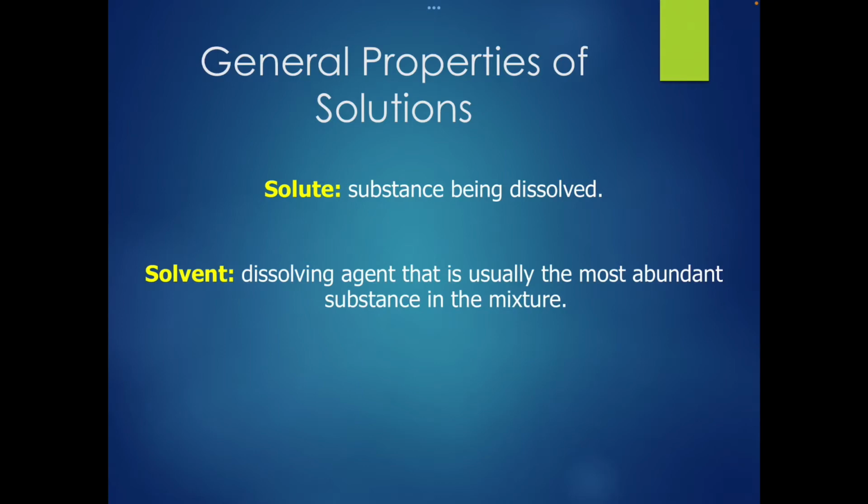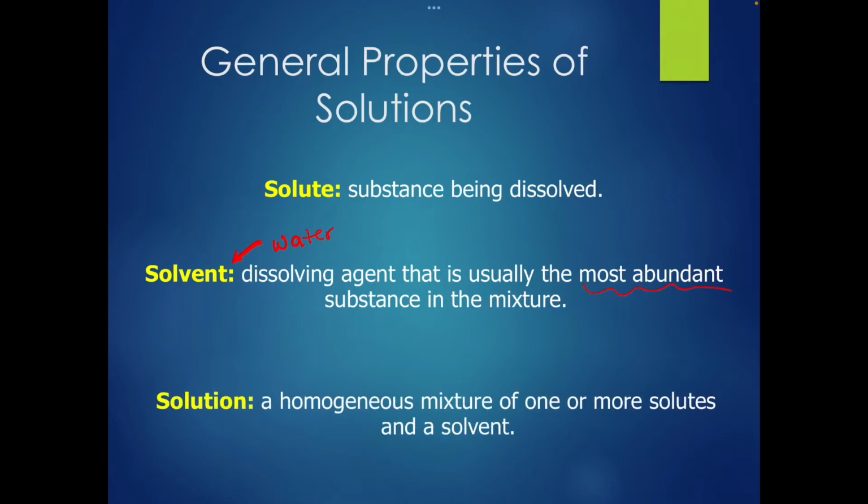And a lot of times our water is our solvent. So most of the time our solvent will be water. And then the substance being dissolved, if we were talking about salt water, then our solute would be the salt. Okay, so again, the solute is whatever's being dissolved, and the solvent is whatever is doing the dissolving. And usually that's the most abundant substance in the mixture. And then when those are together, we call it a solution. And a solution is a homogeneous mixture of one or more solutes and a solvent.